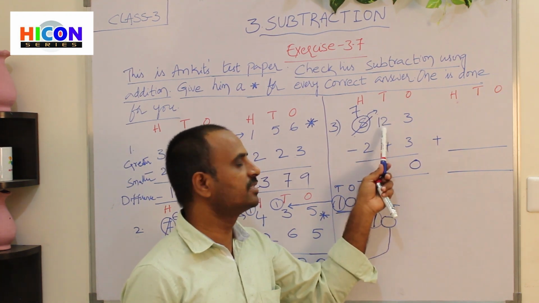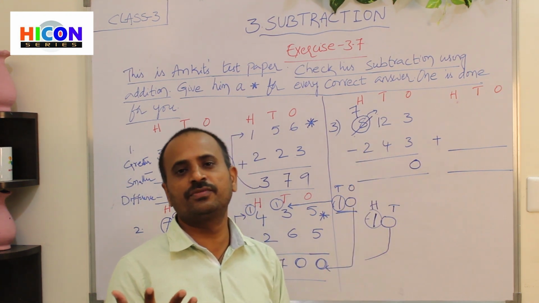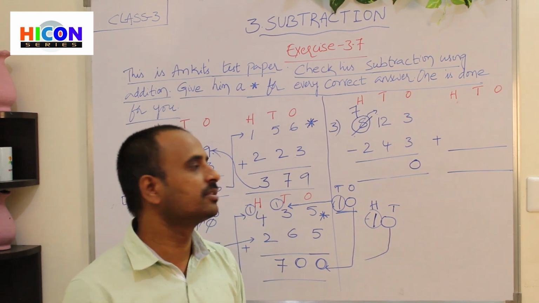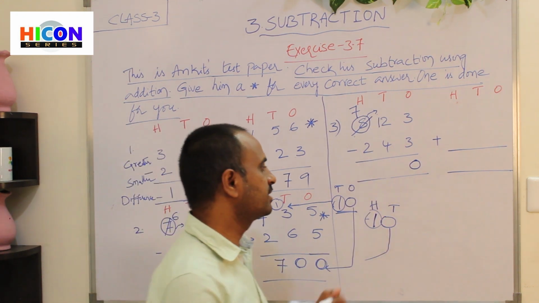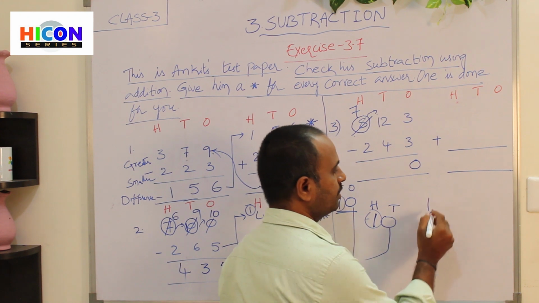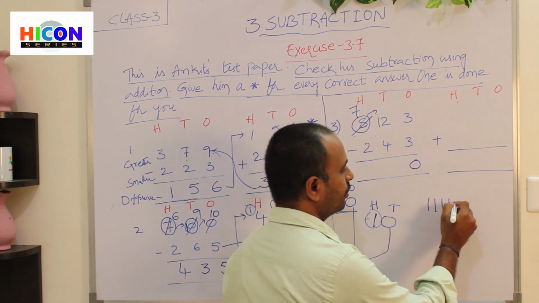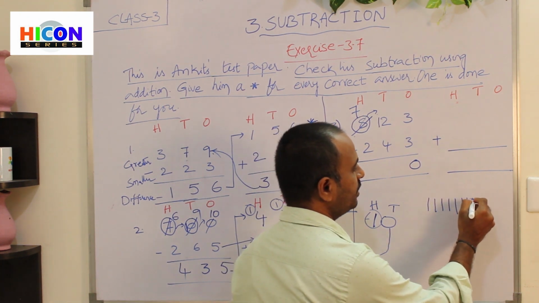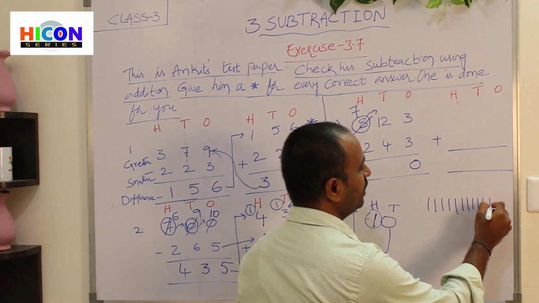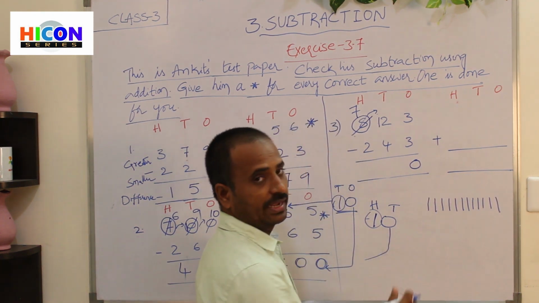So now this is the 12 and we have only 10 fingers. We cannot do this subtraction on our fingers. So just draw 12 lines in your notebook. 1, 2, 3, 4, 5, 6, 7, 8, 9, 10, 11, 12. So just draw 12 lines.